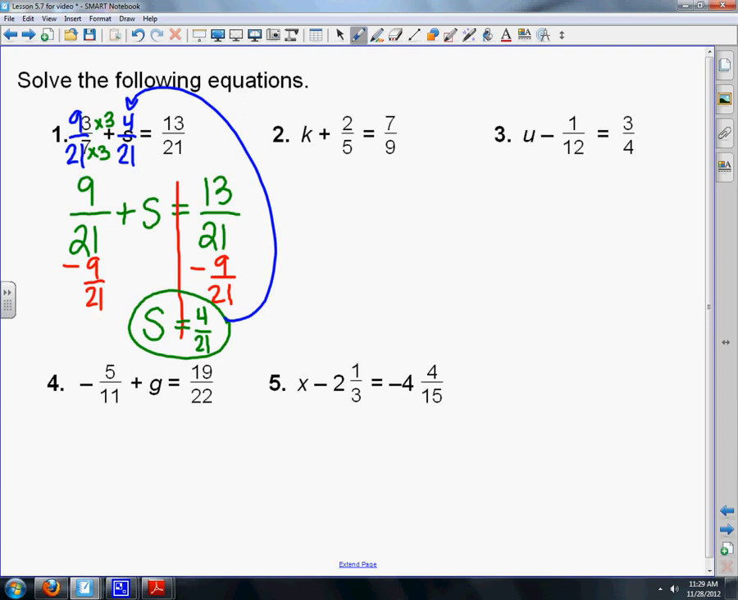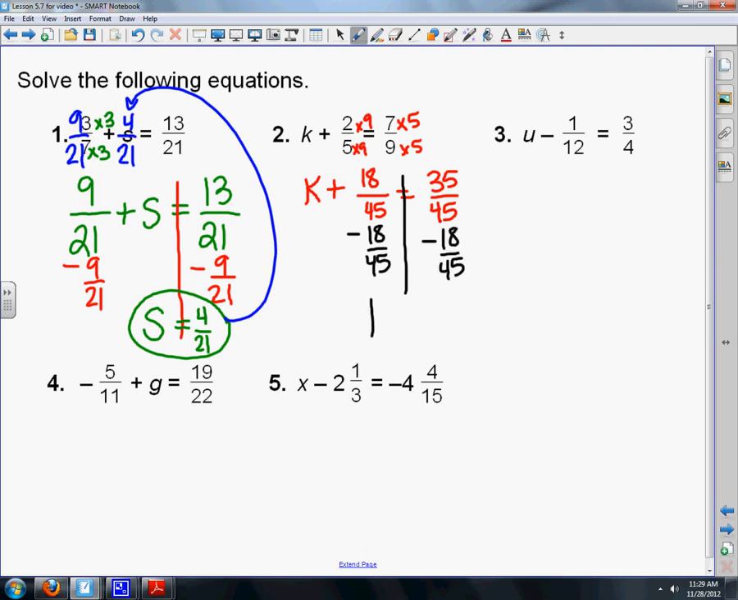Next, I'm going to have common denominators, so I'm going to times this by 9 and this by 9, and this by 5 and this by 5. So I'm going to rewrite my problem. K plus 18 over 45 equals 35 over 45. And then I'm going to draw my line, and I'm going to minus 18 over 45 from both sides. So then I see that K equals 17 over 45. 17 is a prime number, so I can't reduce that.